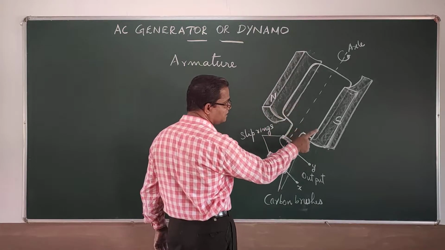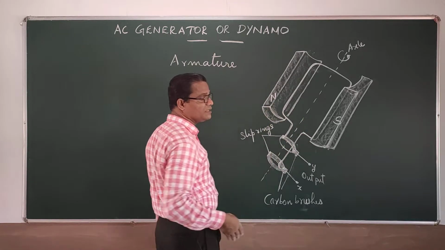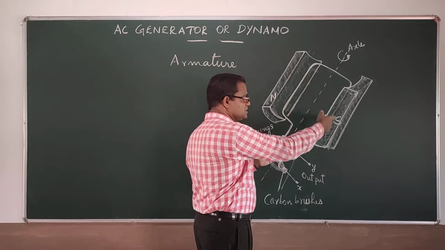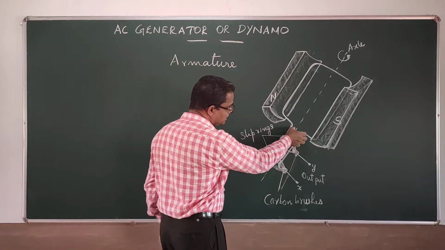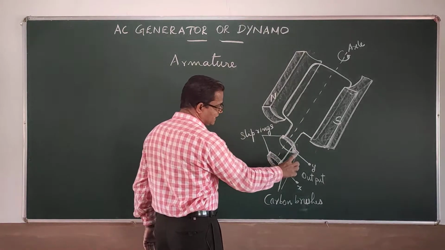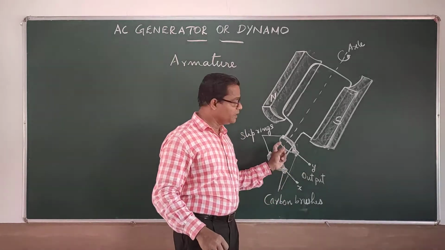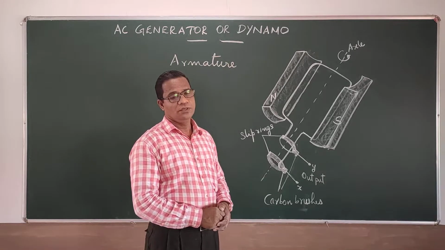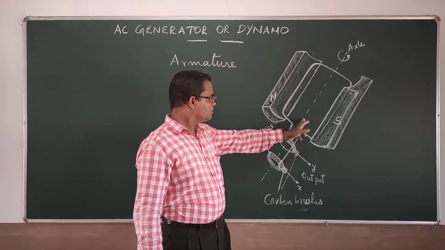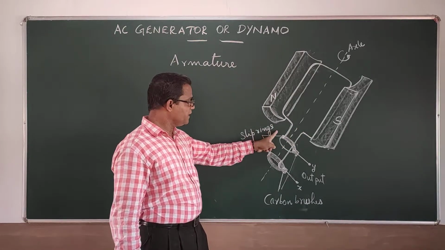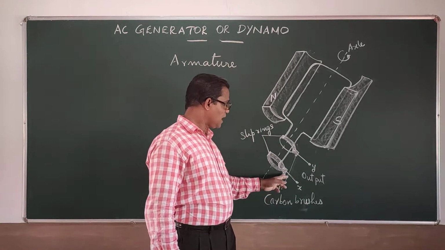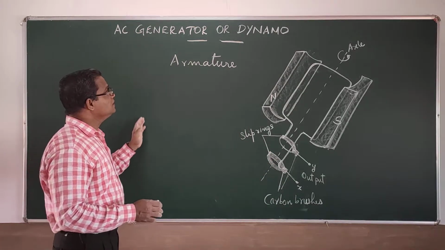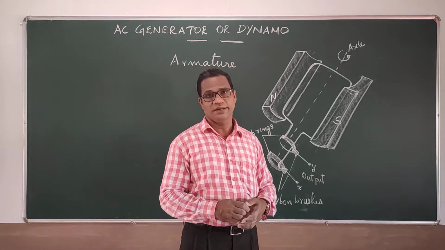As we rotate this armature coil in this magnetic field, an induced current is developed in it, and that induced current is tapped through this ring and brush system, and we can get the output. So field magnets, armature coil, slip rings, and carbon brushes are the main parts of a dynamo or AC generator.